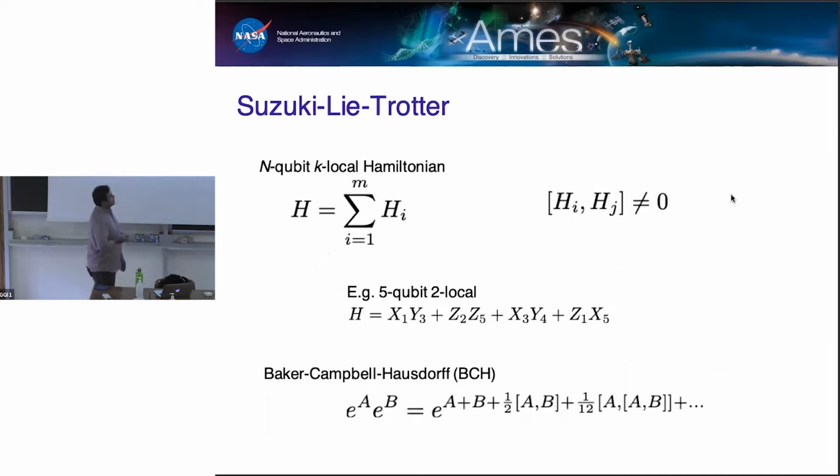Okay, so now we'll consider n-qubit k-local Hamiltonians, right? So now basically I've written some Hamiltonian. It is a sum of m terms, and each of those H_i are Hermitian operators. They don't necessarily commute with one another. And let me just set terminology here for a little bit. So when I say k-local, I mean a very specific thing, right?